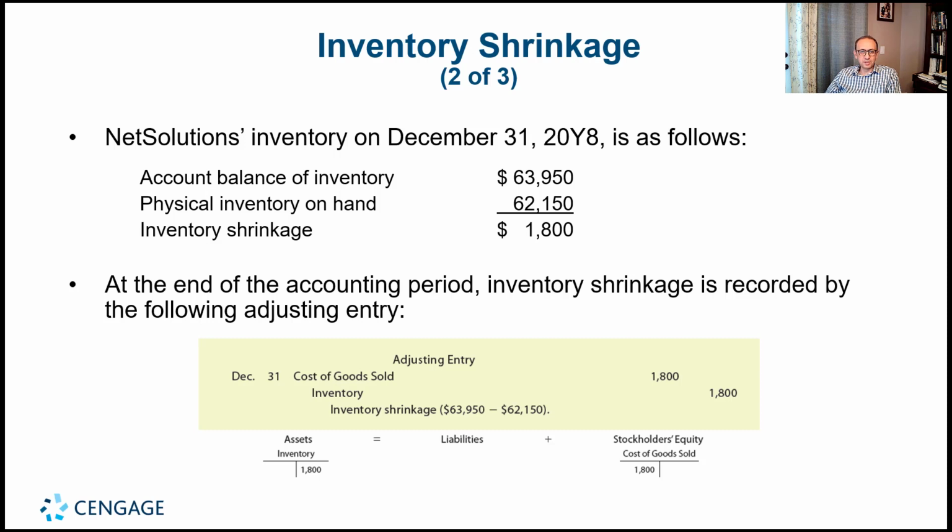How are we going to treat this? We treat it as if it's a cost of goods sold, and we reduce the inventory. So we're going to debit cost of goods sold, and we credit the inventory for the amount of the shrinkage.